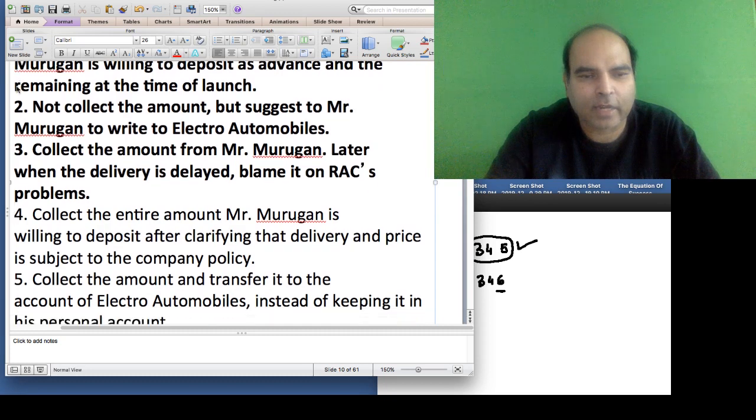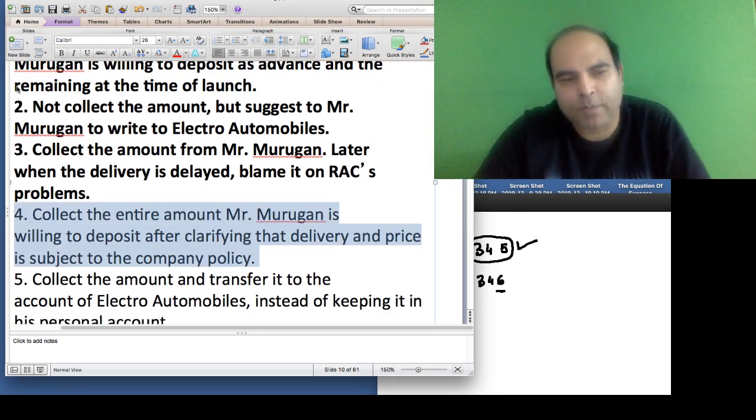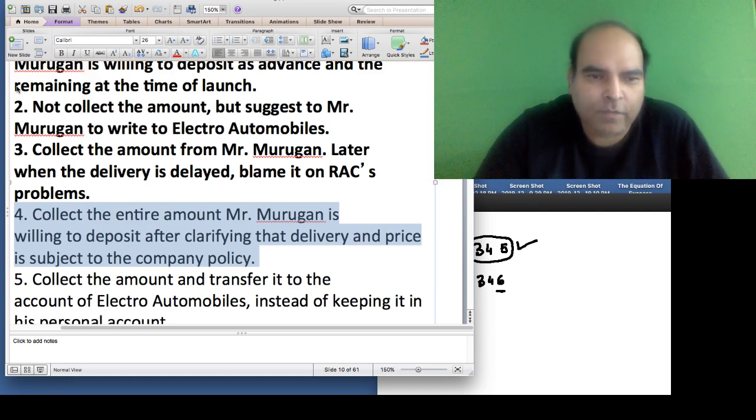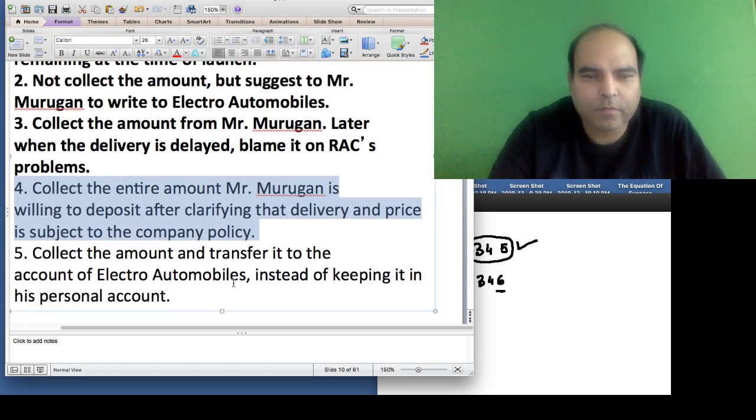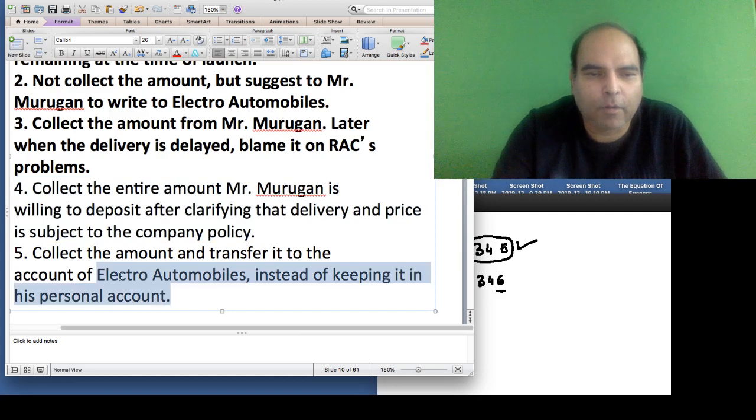Yes, Likhit, that's the correct answer. 4 is very clearly the answer, because you collect the entire amount Mr. Murugan is willing to deposit, along with clarifying that the delivery and price are subject to company policy, it's not in my hands. So that's not something you can hold me accountable for. So 4 is very clearly the right answer here. And nothing is close. Collect the amount and transfer it to the account of Electro Automobiles. Completely illogical thought.